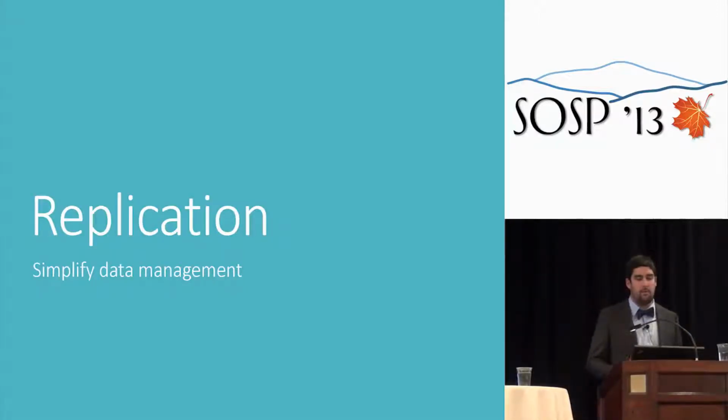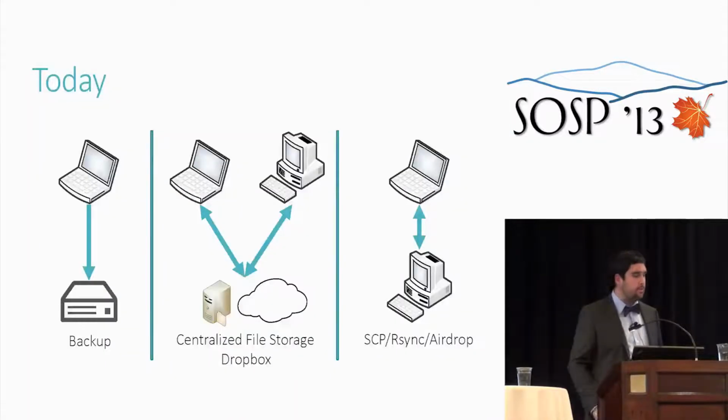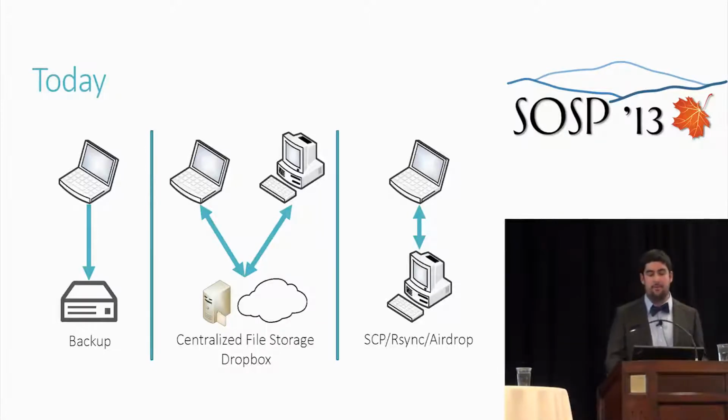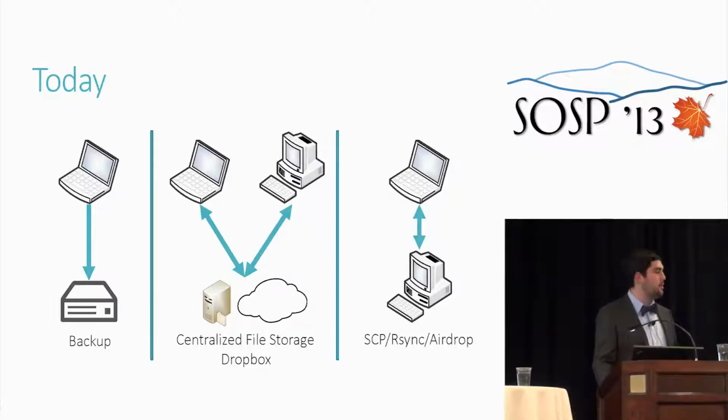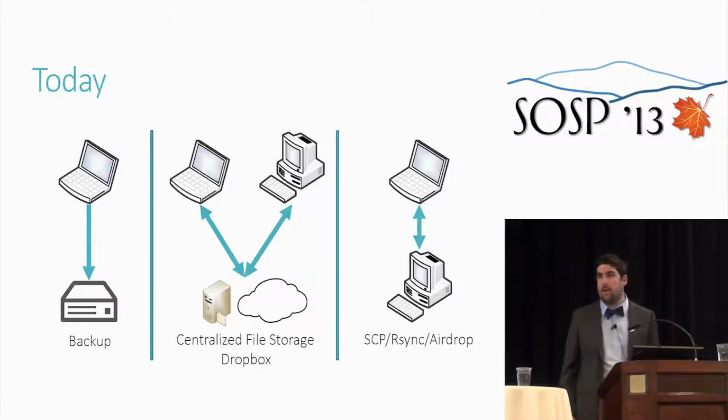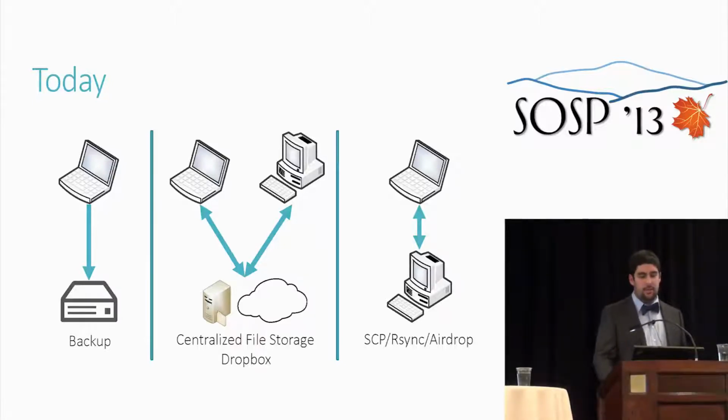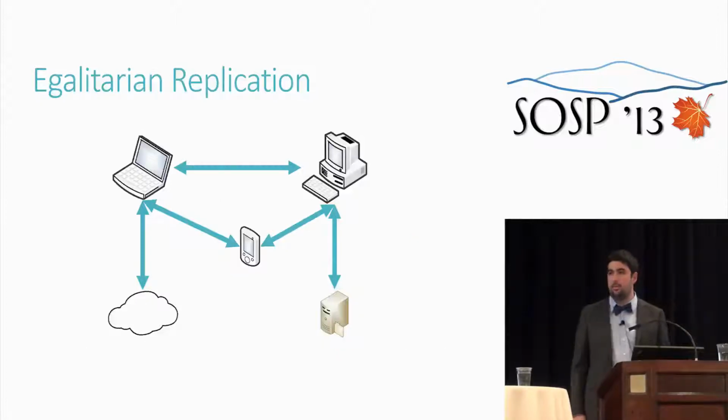So now we can talk about replication. So think about users today. There's 3 main things that they do that replication can replace. So the first is backup. We back up our files onto an external disk or to a NAS device. We also use central files, some kind of centralized file storage, this could be Dropbox, to store our data in a central point. And another thing that we often do is we SCP or rsync or airdrop files between our computers. But the simple thing to do is just replicate your data between your computers.